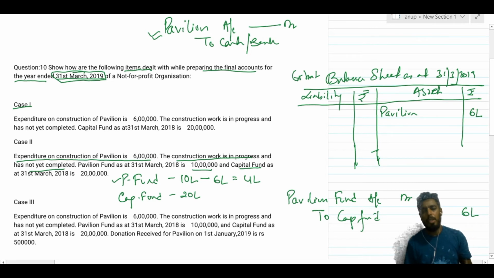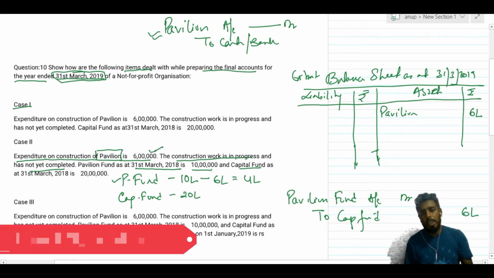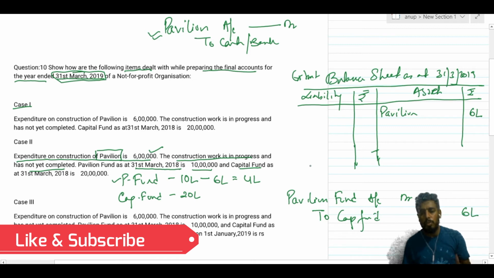What has happened again? When you had created a pavilion fund, whatever the date, before 31st March 2018, when you created a pavilion fund, you had credited back then. And since now you have already constructed a pavilion, and which 6 lakh was already being incurred, this 6 lakh has to be taken from pavilion fund. That means the pavilion fund has to be reduced by 6 lakh. So we have already reduced the pavilion fund by debiting the pavilion fund account.